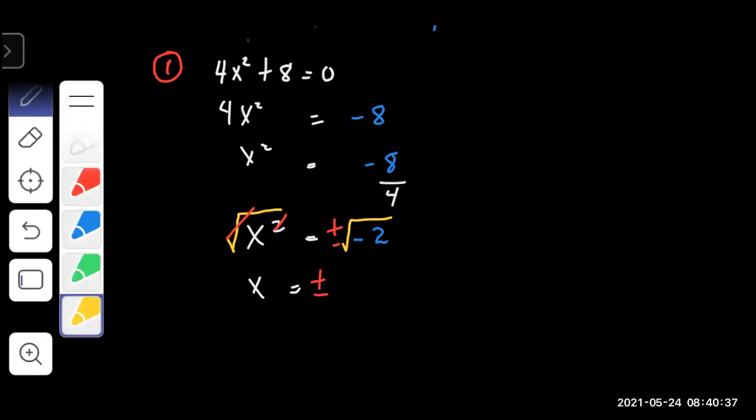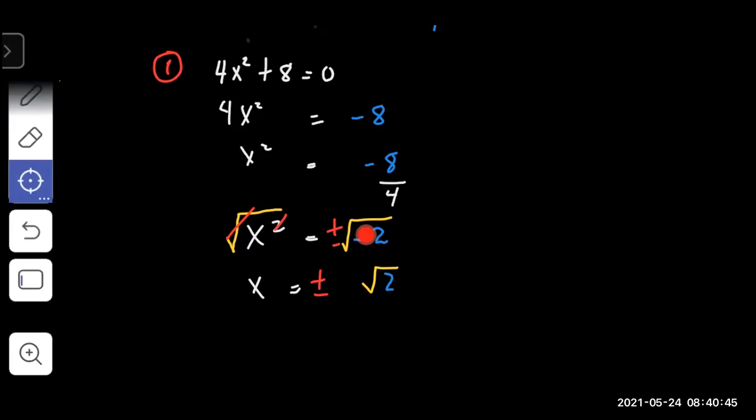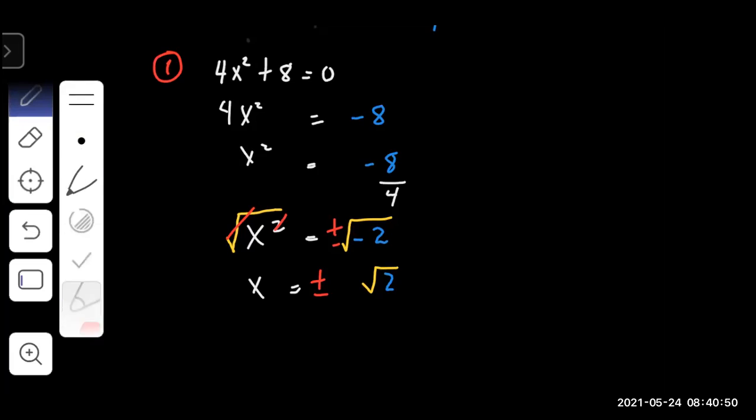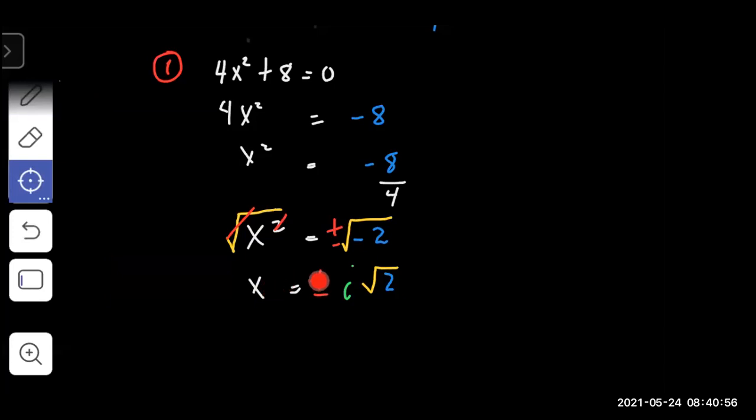So, guys, the square root of 2, I'm going to copy it. But, guys, we got a negative. How can I get rid of the negative? Because if you plug this into your calculator, it is going to say math error. So what is the square root of a negative number? i, correct. And you got the answer. x is equal to positive i square root of 2 and negative i square root of 2.